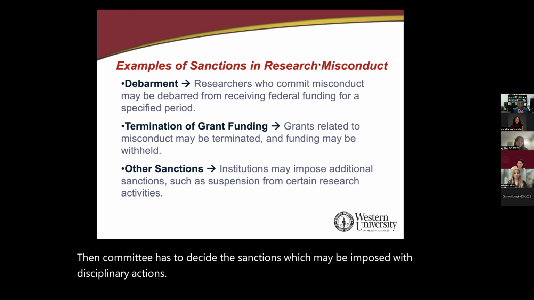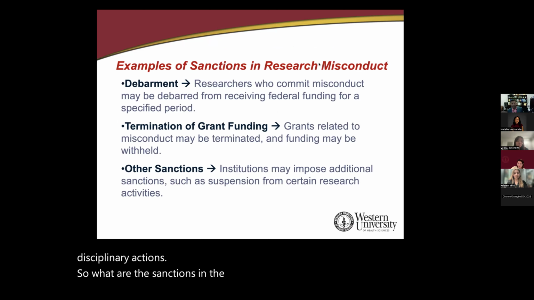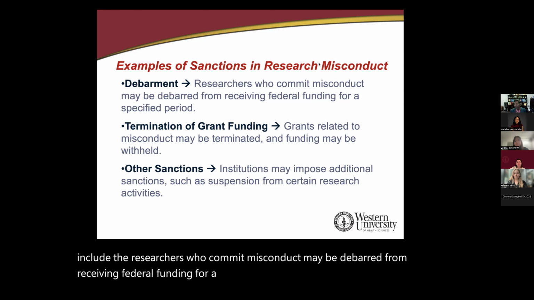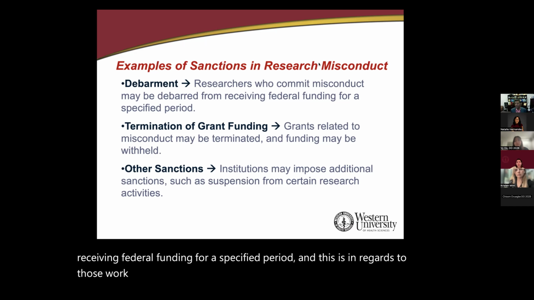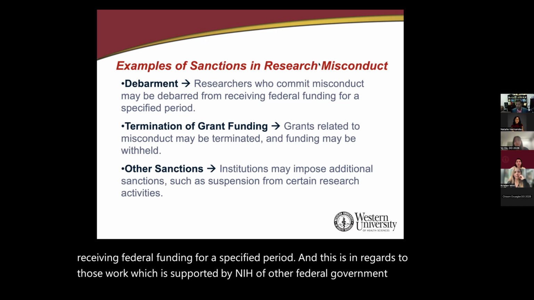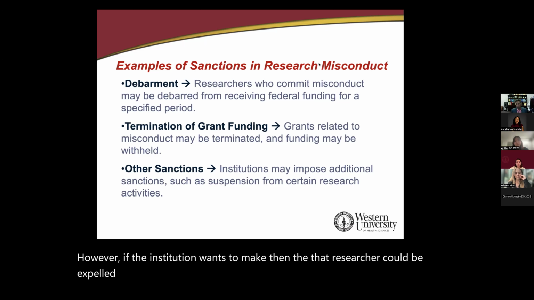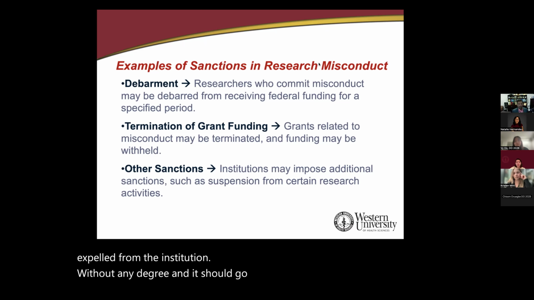So what are the sanctions in research misconduct? Sanctions could include that researchers who commit misconduct may be debarred from receiving federal funding for a specified period. And this is in regard to work which is supported by NIH or other federal government. However, if the institution wants to, then that researcher could be expelled from the institution without any degree, and it would go on their record.